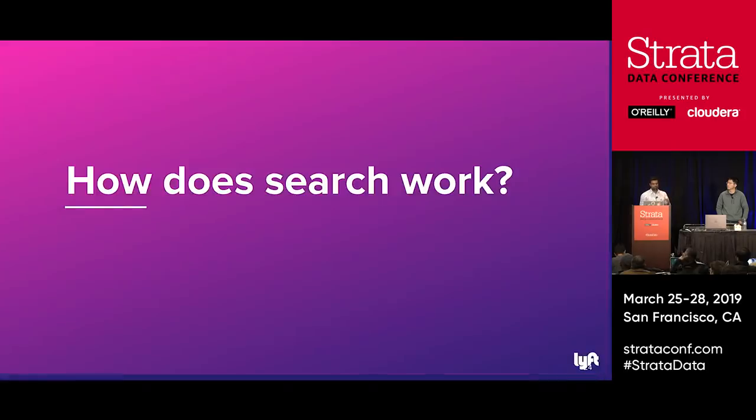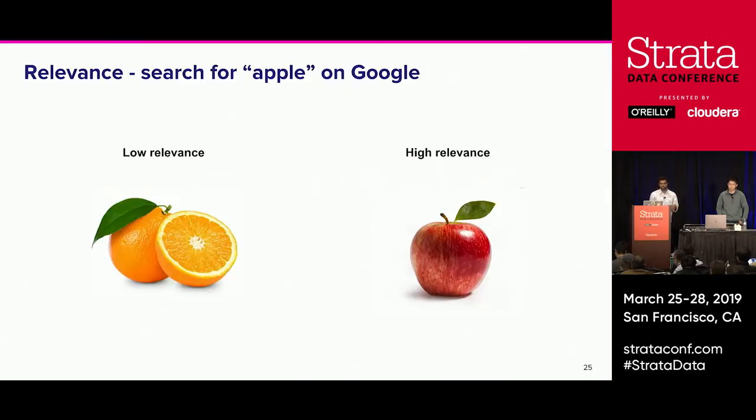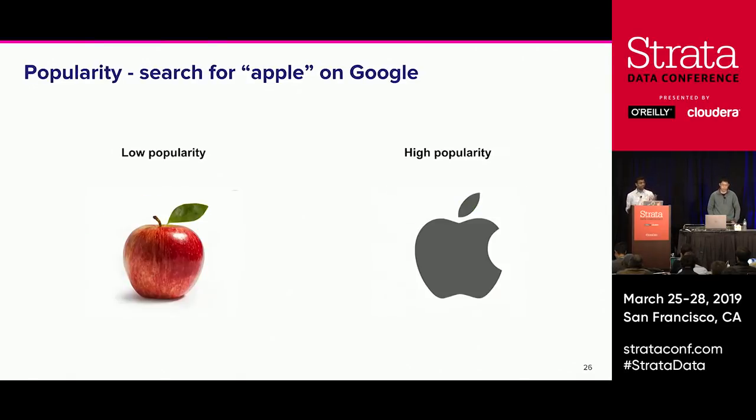But let's talk a little more about how search works. Take the example of a search engine like Google. You search for Apple, right? If it shows you orange, that's obviously bad search because it's not relevant to you. But if it shows you an apple, that's a relevant search. But maybe you were really looking for the computer company and not the fruit. This is where popularity comes in. Popular results, as you all know from PageRank, get shown earlier than non-popular results.